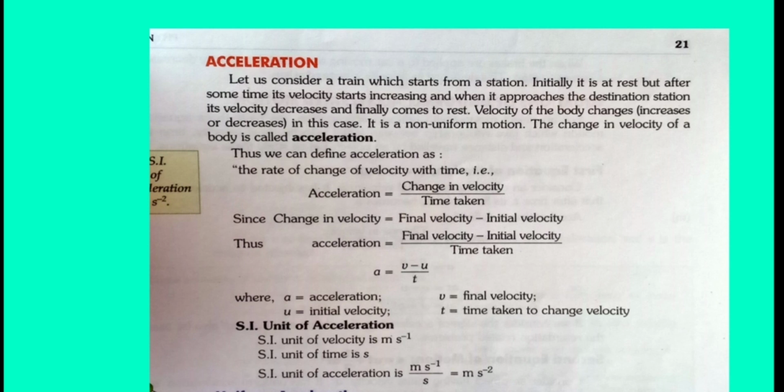We know that final velocity is represented using v, initial velocity by u, and time by t. Acceleration is represented by the symbol small letter a. So a equals v minus u by t. We know the unit of velocity is meter per second and the unit of time is second. So the unit of acceleration is meter per second squared.